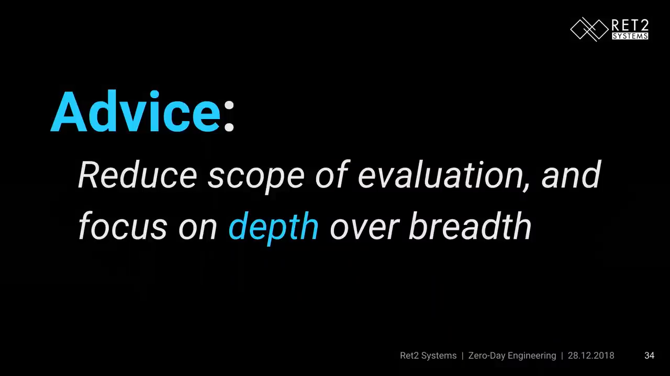You might be getting flashbacks to that picture of that mountain peak. How do you even start to hunt for security vulnerabilities in a product or code base of this size? 3 million lines of code. I've maybe written 100,000 lines of C or C++ in my life, let alone read or reviewed 3 million. So the short answer to breaking this problem down is that you need to reduce your scope of evaluation and focus on depth over breadth.